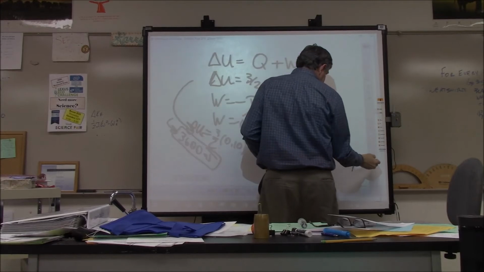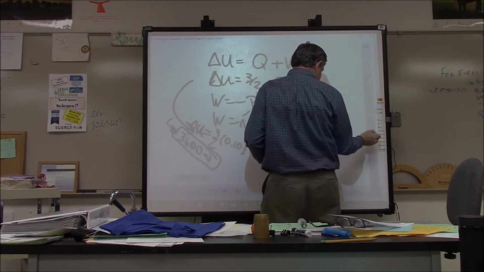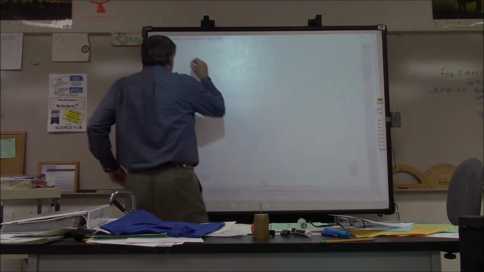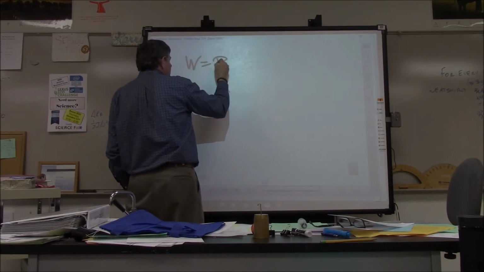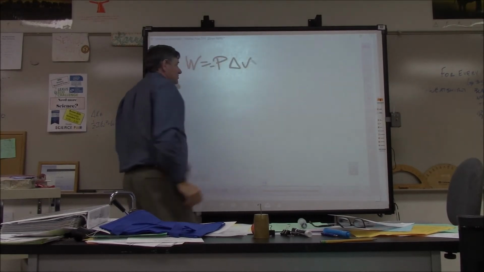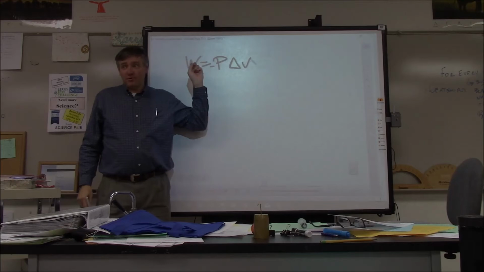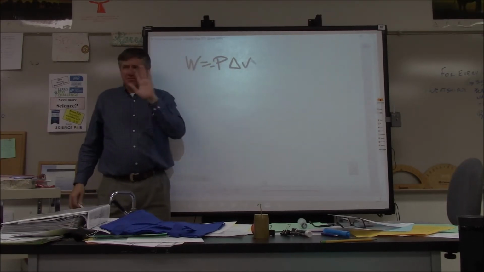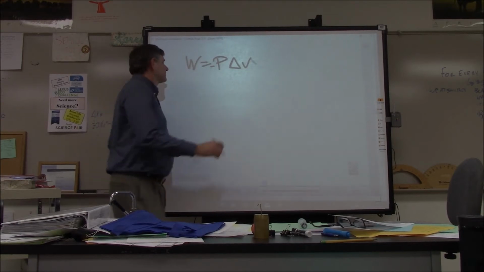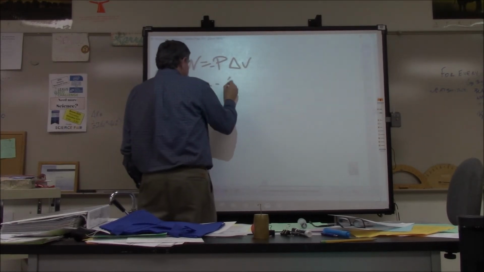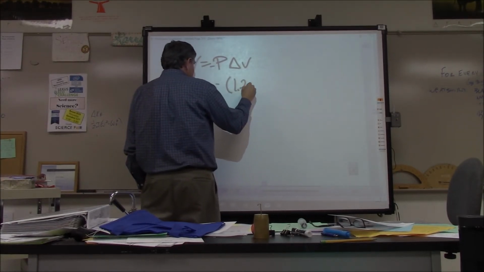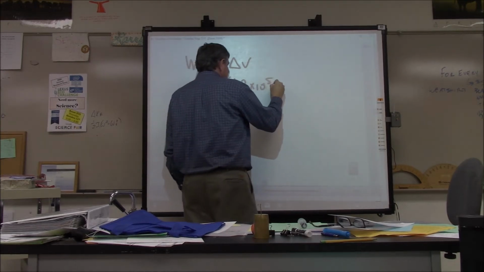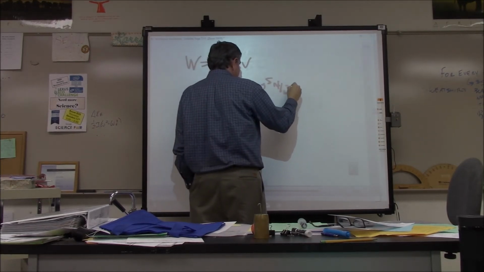Now, here's what's important. Work is going to equal negative P delta V. You'll see why this negative sign is so important. This isn't just random. It'll make sense why it's there in just a second. So I have a negative pressure, which is 1.2 times 10 to the 5th newtons per square meter.